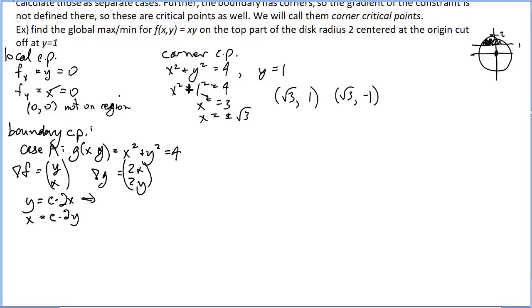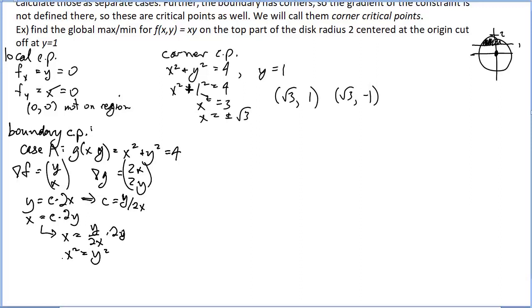So solving from the first equation, remember, the first thing we want to do is solve for c in order to eliminate it. So c equals y over 2x. And so now we plug that in to the second equation to get rid of c. X equals y over 2x times 2y. So solving that out, with the 2's canceling, we get x squared equals y squared.